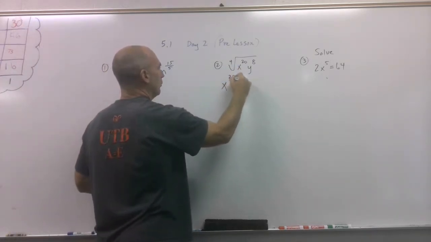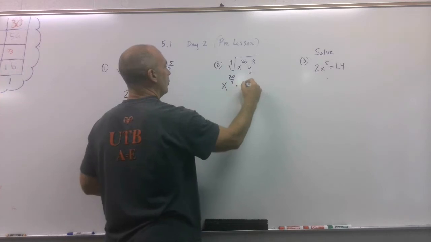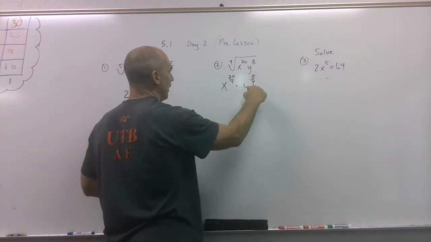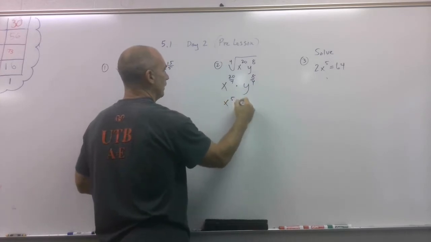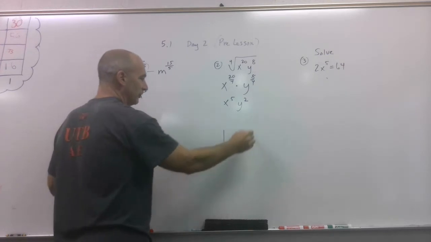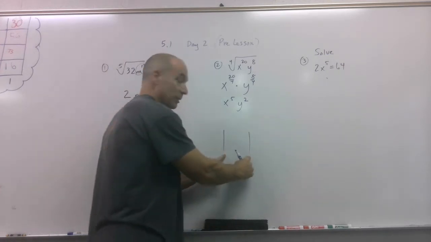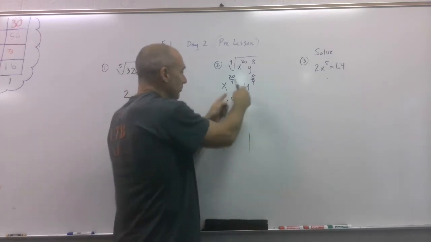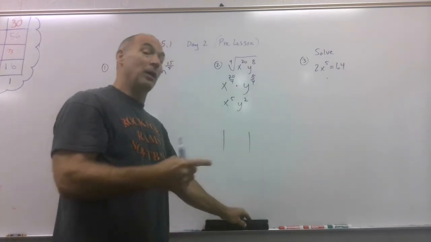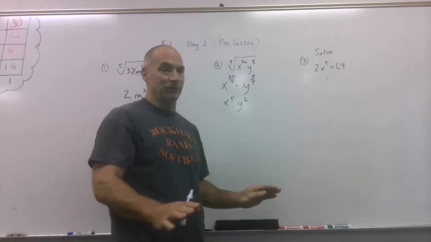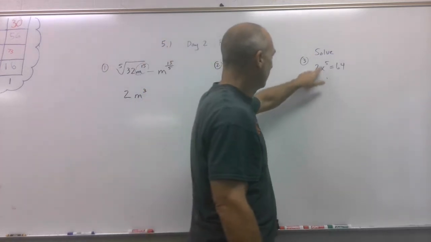Go to this one, 2 parts. X to the 20 over 4 times y to the 8 over 4. Chop that tree down, chop that tree down. X to the 5th, y squared. Now there will be times where you will see absolute values sometimes in the book around parts of this. If you really want to know what those absolute values are all about, ask me, but I'm not going to cover it.